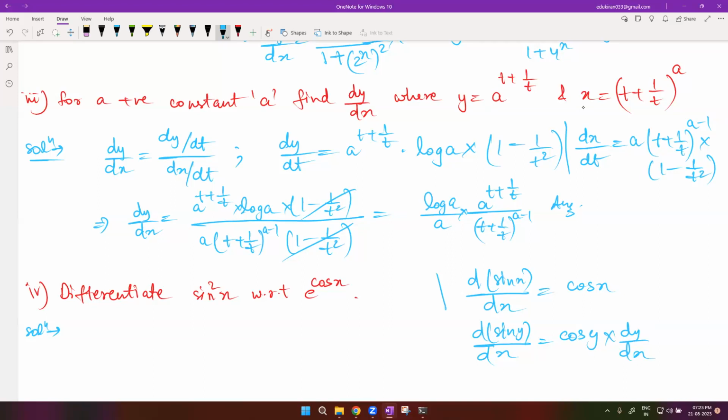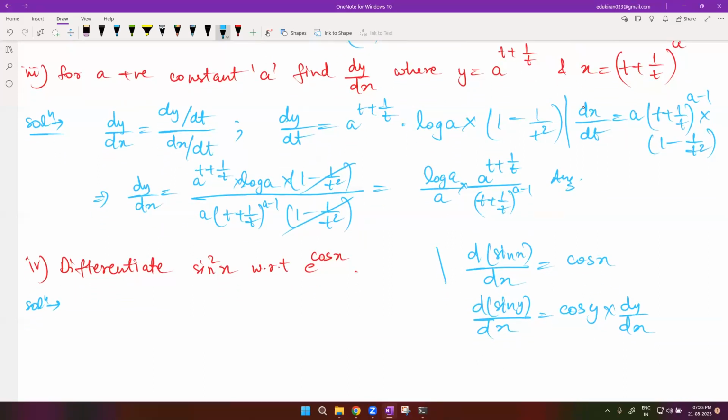But if somebody asks me this, I don't know it directly, because you have not been given any situation like this, at least directly. It means that we have to find out the differentiation of sine x with respect to cos x.